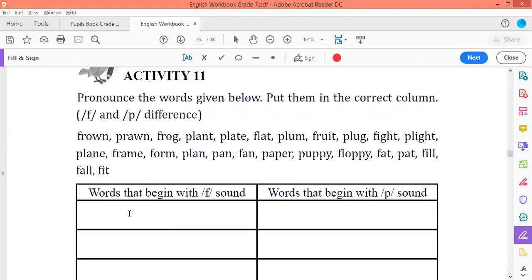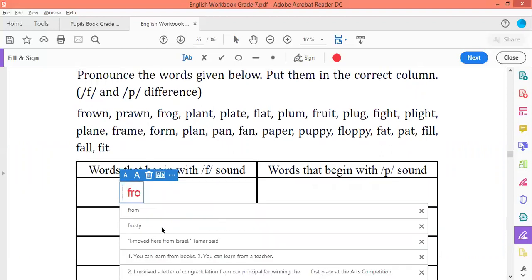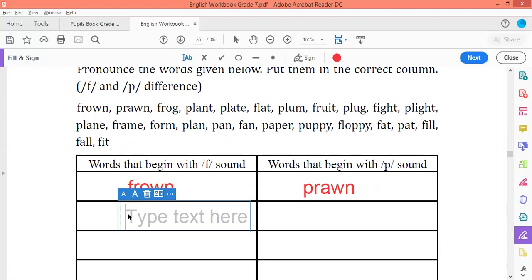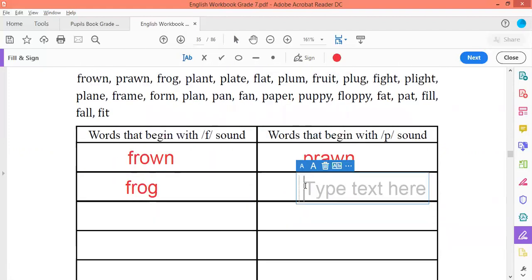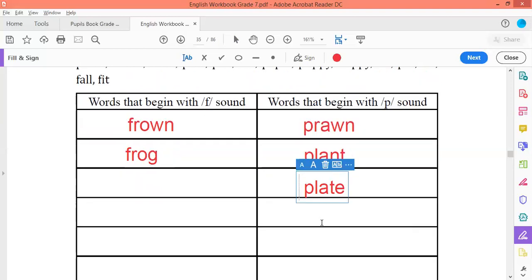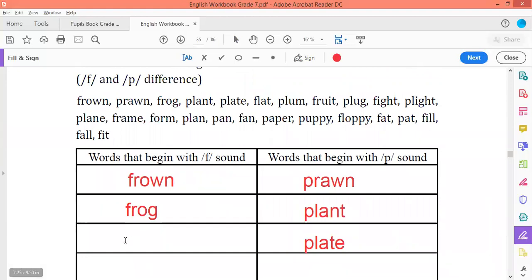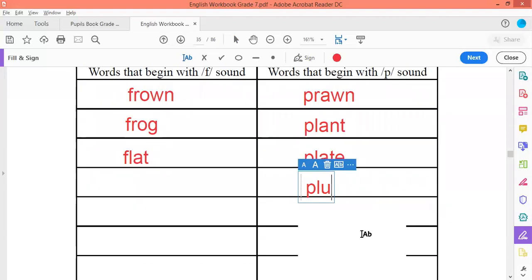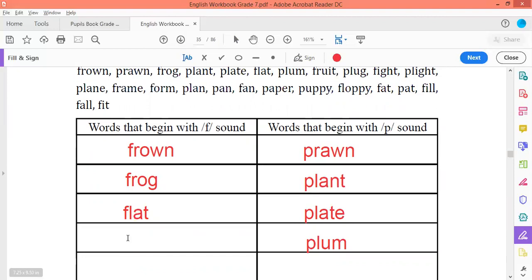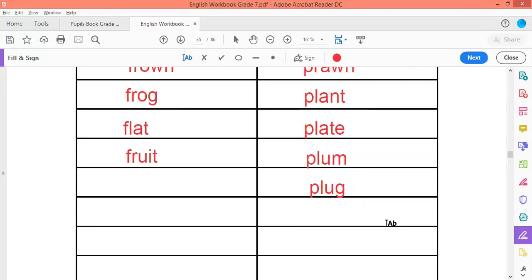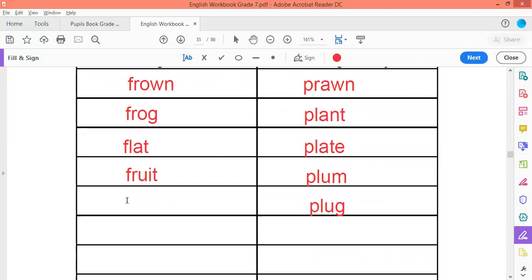The first one, frown. First sound. Very good. Next one, prone. First sound. Frog. First sound. Plant. First sound. Plate. First sound, yes. Okay, with me. Flat. First sound, yes. Plum. First sound. And then fruit comes under F. First sound. Yes. Plug over here. First vowel sound. Pipe. First sound. Pipe comes here.